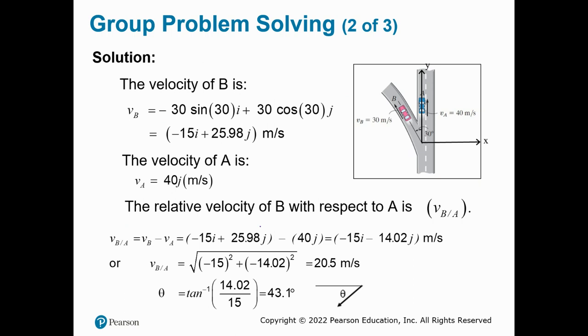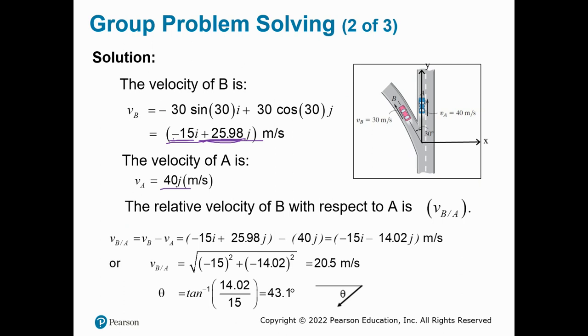First, we're going to break our vertical and horizontal components for both velocities. Velocity A, since it's going straight up, is 40j. Velocity B is going at a 30-degree angle with reference to the y-axis, so I'm using sine 30 and cosine 30 here. Now be careful with the sign. Since it's going to the left in the second quadrant, I have a positive value for the j, positive on the y, and the horizontal component is going to be negative. That gives me negative 15i.